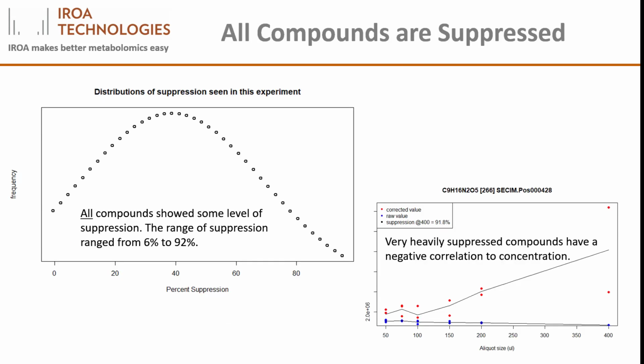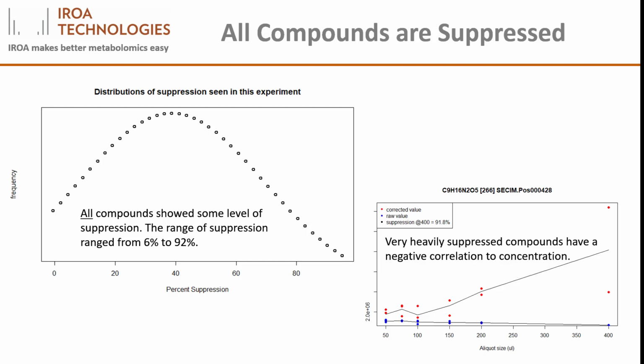The aliquot samples in this experiment were completely within the normal range of metabolomic samples. That is, they were not larger than most samples we would normally have run, and yet suppression was much more common than expected in our most concentrated samples. No compounds showed no suppression, and the average level of suppression was approximately 40%, with 50% of all compounds being suppressed between 20 and 60%, as shown in the graph on the left.